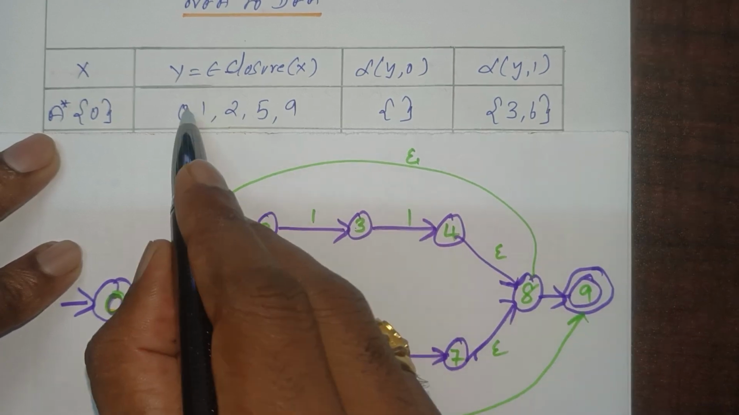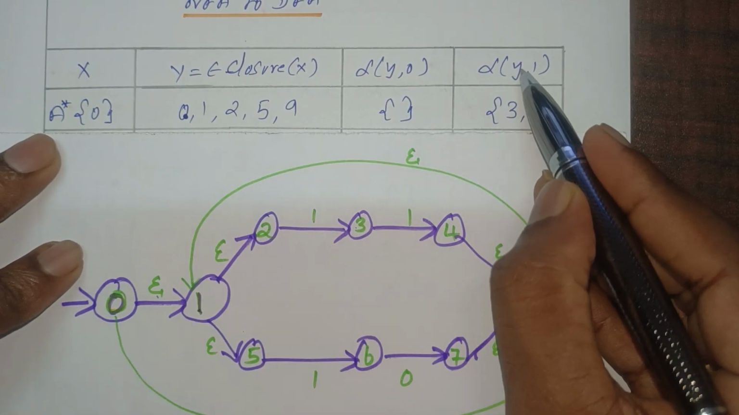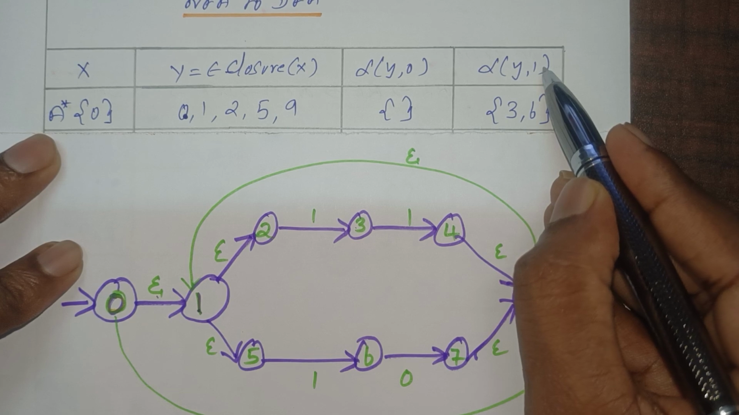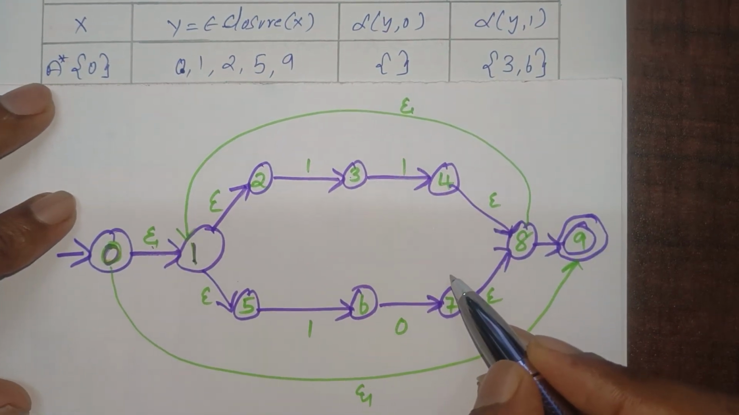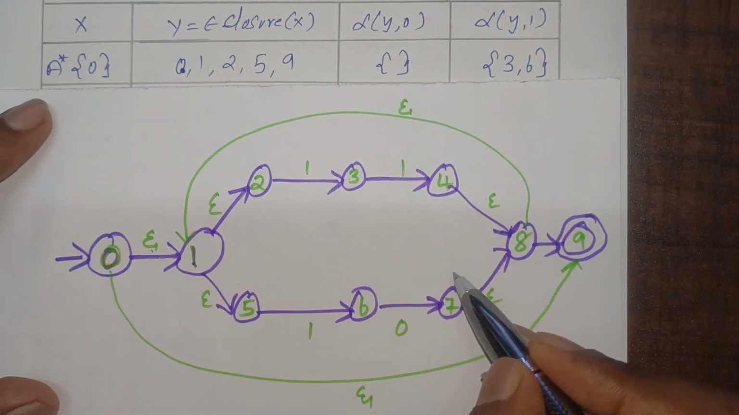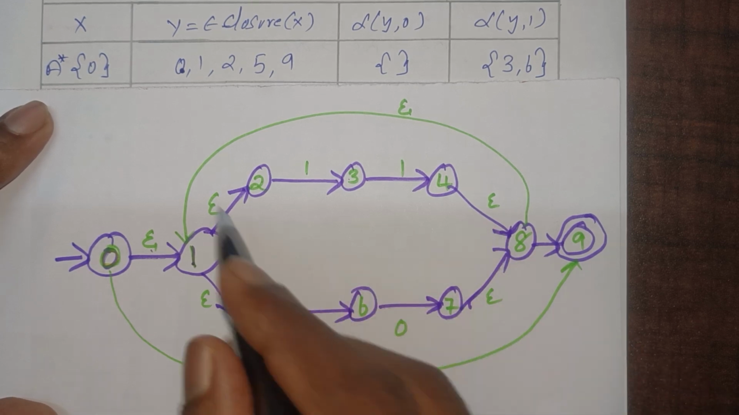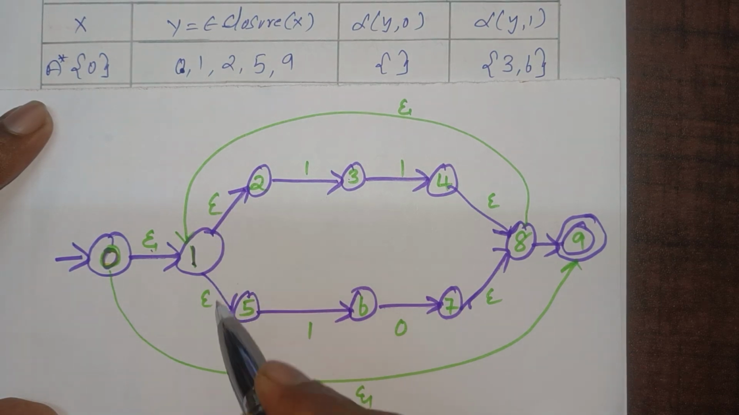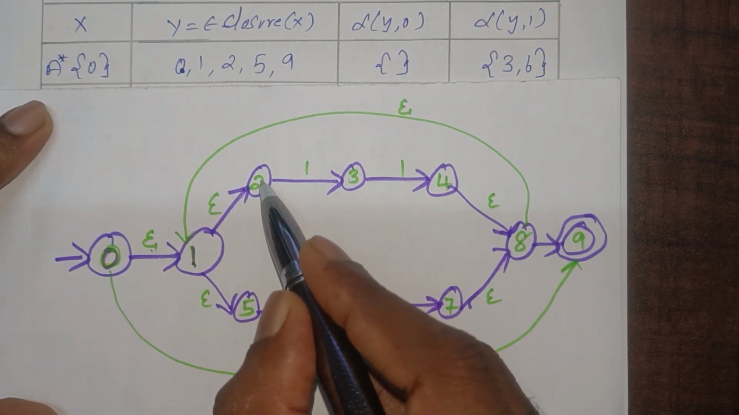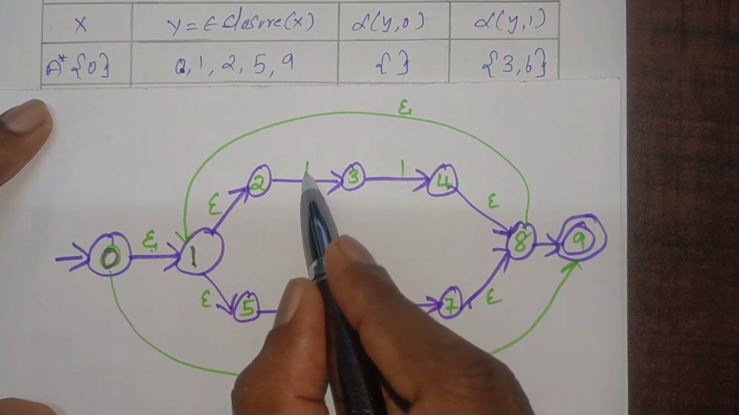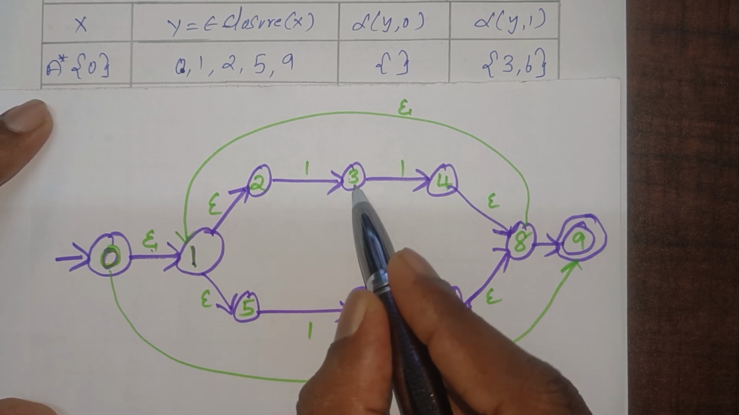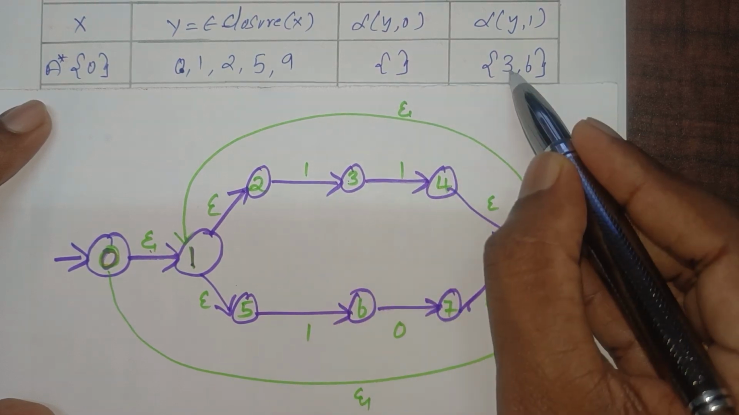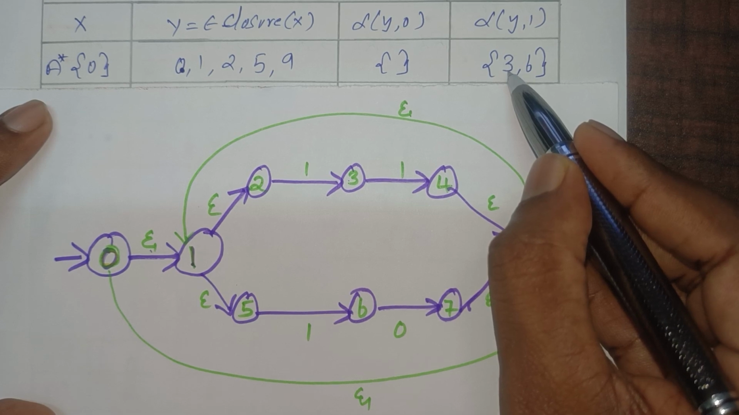So again I'm checking the same states, that is y comma 1. So any state here is taking 1 as an input and reaching any other state. So 0 is not taking 1. So you can see here 1 is not taking 1. And here you can find 2 is taking 1 as an input and the destination state is 3. So I mentioned 3 here.